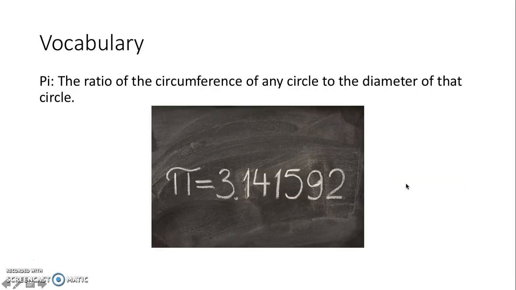The last vocabulary that we have is pi. Pi, not the food pie, is the ratio of the circumference of any circle to the diameter of that circle. Remember that this is the symbol for pi, and in our math we're going to use pi as just 3.14. But remember that pi goes on forever and ever. It is an irrational number.